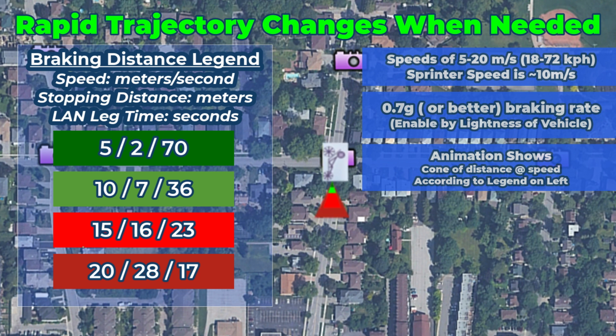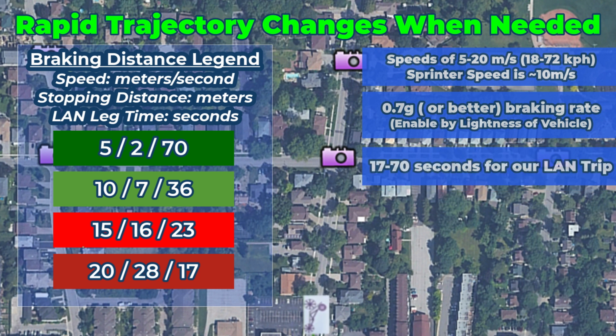The distance from the building doors on our sample trip to the center of the streets, where the LAN vehicles would move, is about 10 meters. A pedestrian emerging from a door would take longer to reach the center of the street than it would take the vehicle to stop. At 10 meters per second, our sample LAN leg would take 36 seconds.